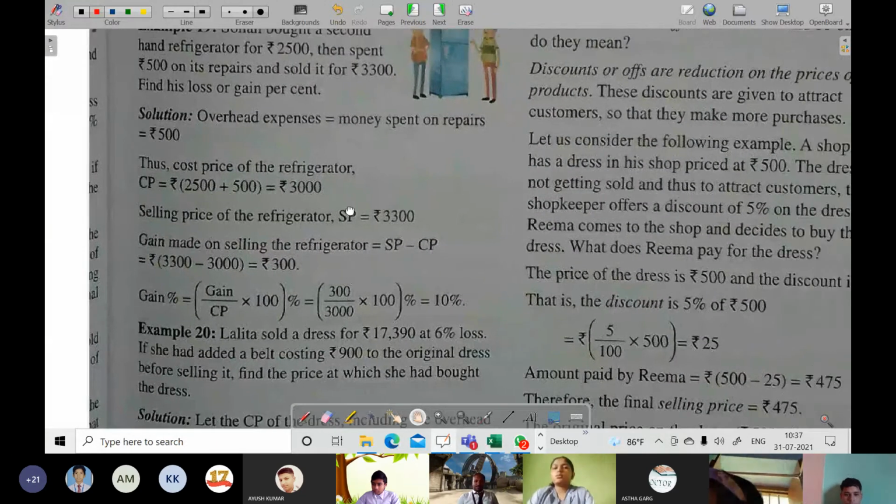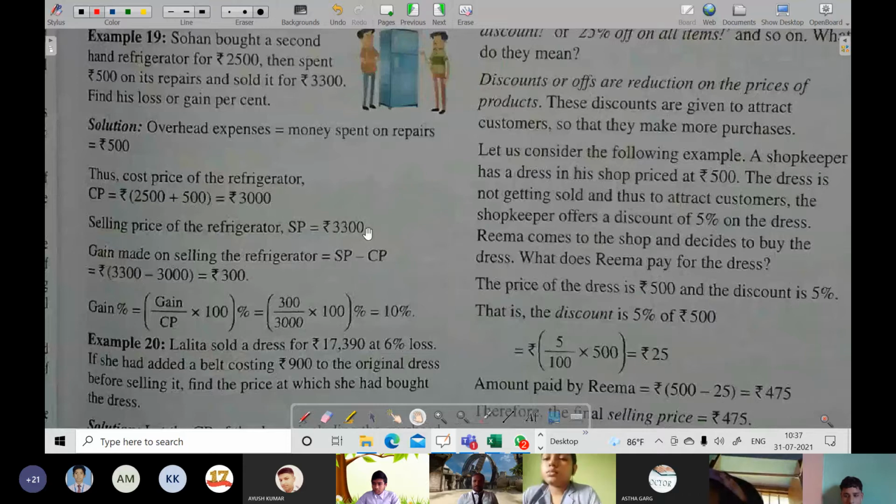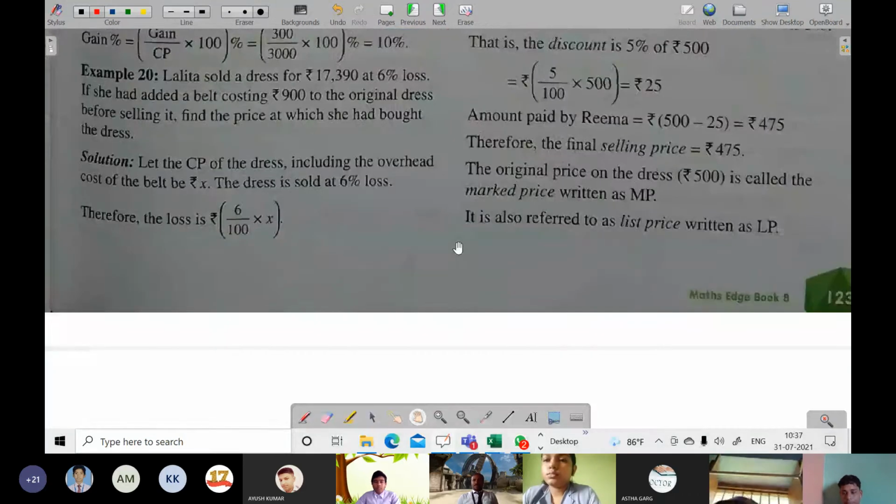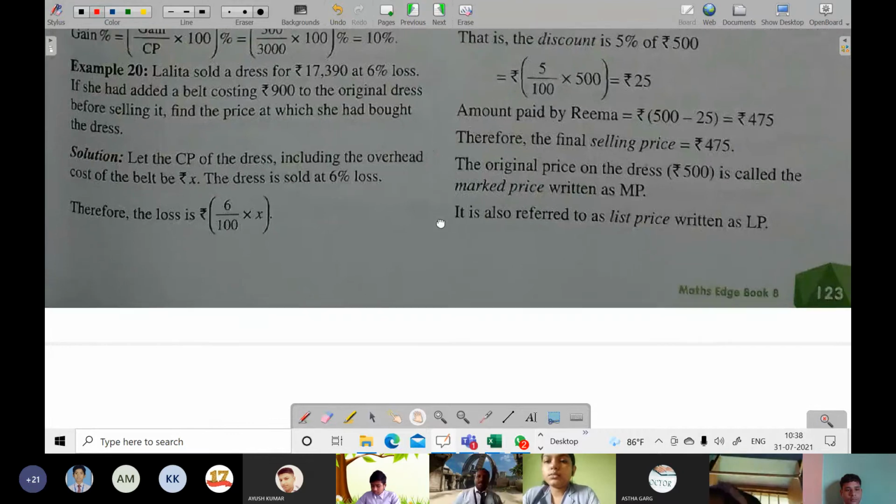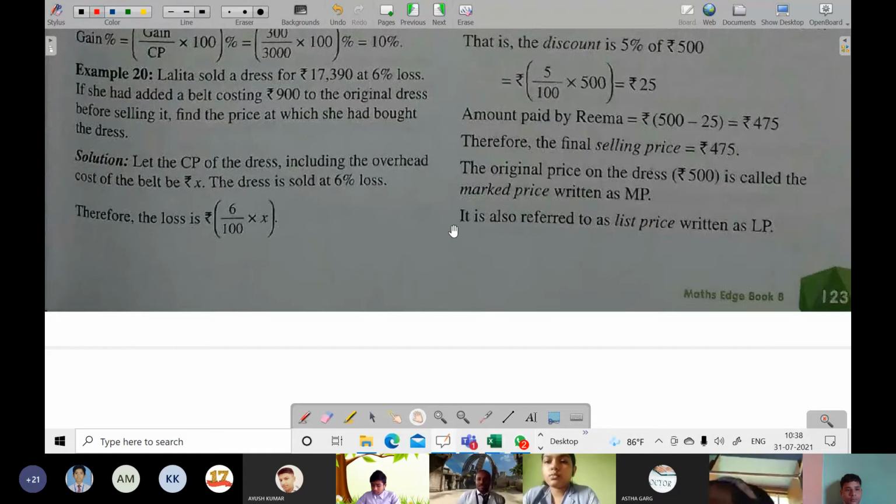Got it? Yes, sir. Now here if you see example number 20, it has been said Lalita sold a dress for rupees 17,390 at 6% loss. She has sold it at a loss. If she had added a belt costing rupees 900 to the original dress before selling it, find the price at which she had bought the dress.